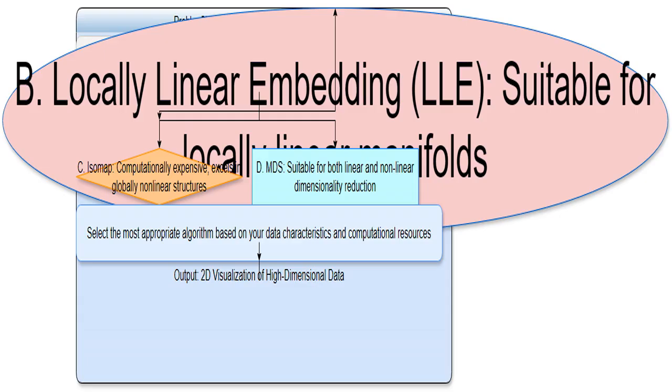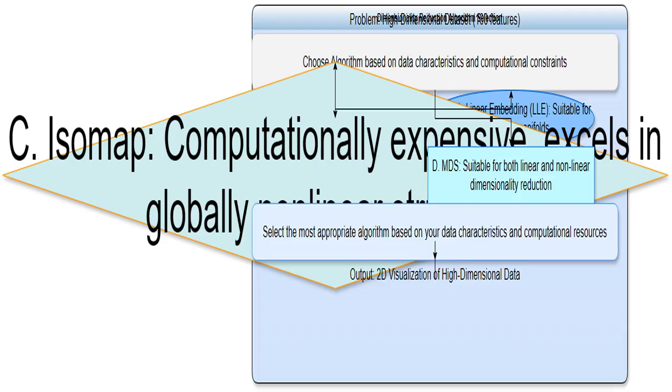LLE, locally linear embedding, works well when data points have local linear relationships, meaning that points are linearly related to their neighbors. Think of it like fitting small, straight lines to tiny parts of the data. It doesn't do so well if those local lines have to be connected in a globally curved way. Isomap, isometric mapping, is powerful but slow. It's ideal when the data has a complex, curved, overall structure, a global nonlinear manifold. Isomap finds the shortest paths between points, even if they appear far apart when looking only at direct distances.